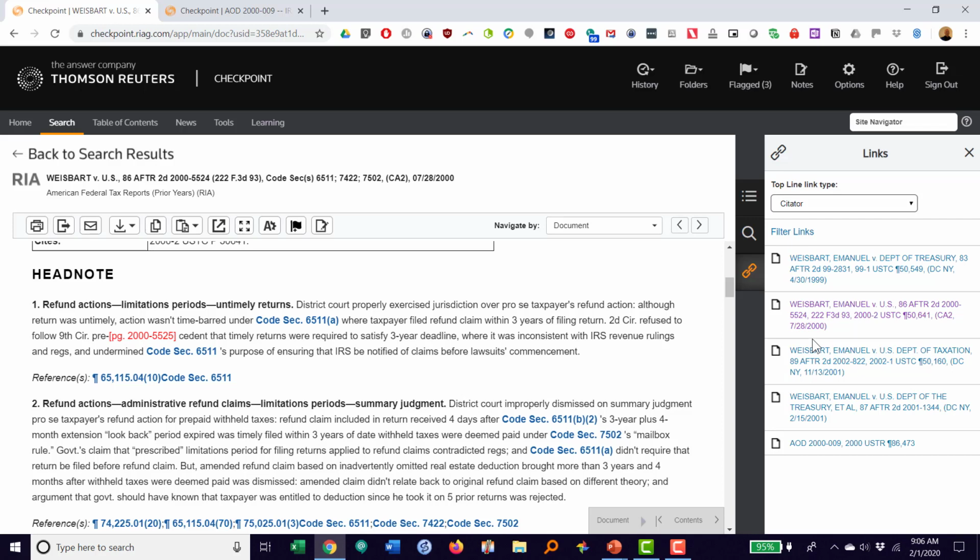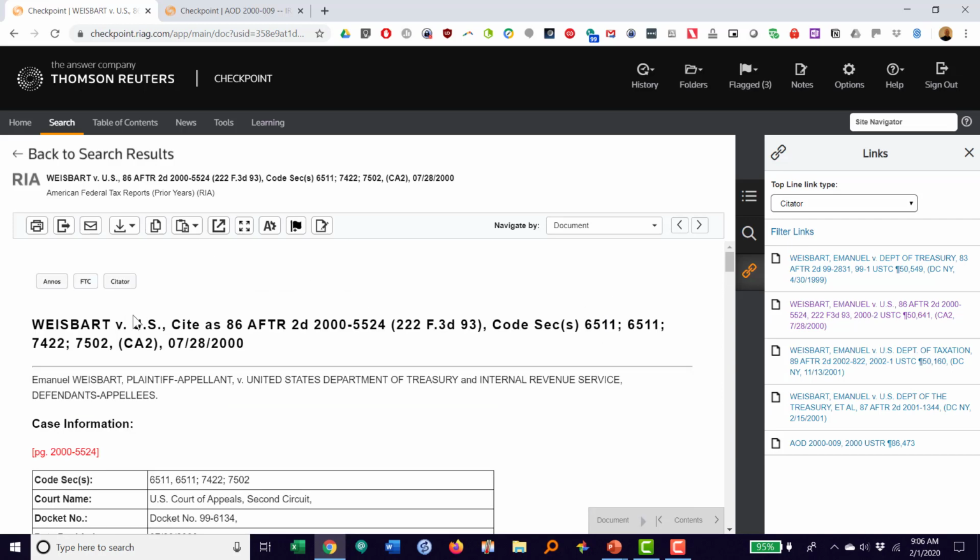What happens in this case, right, is it goes to the court first, the district court. Then the taxpayer appealed the decision. The appeal here is the one we've got before us. When you look at this, this is the one at the Second Circuit. If you notice over here, this one is the Second Circuit case.